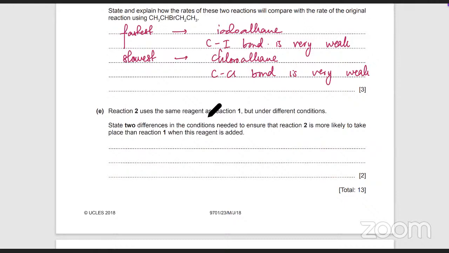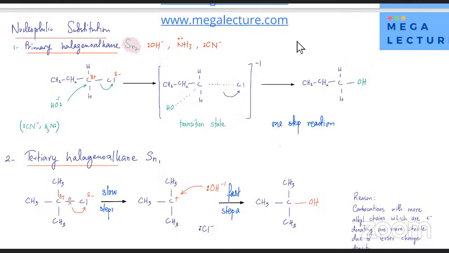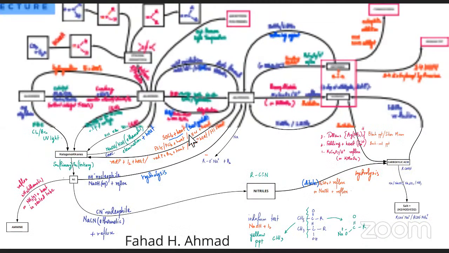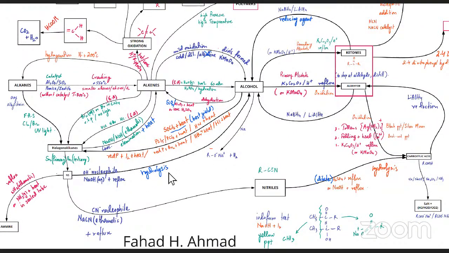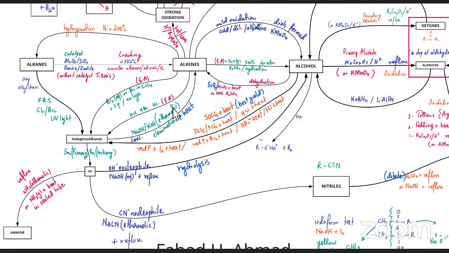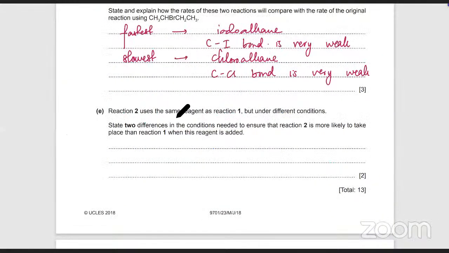अगला part, reaction 2 uses the same reagent as reaction 1 but under different conditions. ये NaOH का याद रखना कि NaOH aqueous होगा ना. Like for halogenoalkanes, always remember NaOH, if it's aqueous, so it will form alcohol. You'll have substitution, and if NaOH is ethanolic, it will turn into an alkene. ठीक है? तो same reagent, NaOH aqueous turns into alcohol, substitution. NaOH ethanolic, you get elimination. It turns into an alkene.